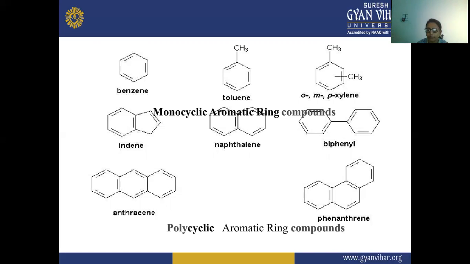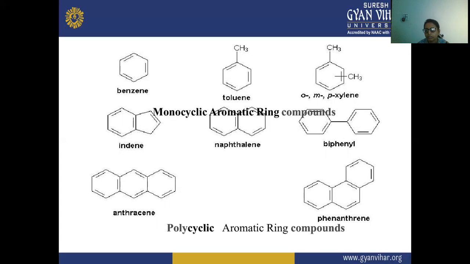Next, these are some examples of the monocyclic aromatic ring compound and the polycyclic aromatic ring compound. In this, you can see benzene is a monocyclic aromatic ring compound because it contains a single ring. Next is toluene, which has only one ring and a CH3 group attached to it. So we are only seeing the ring. How many rings are there? These are monocyclic compounds because they contain only one aromatic ring.